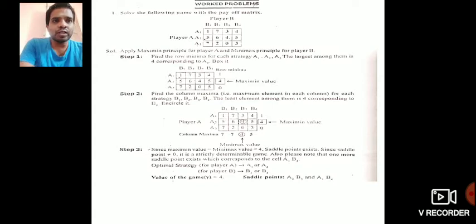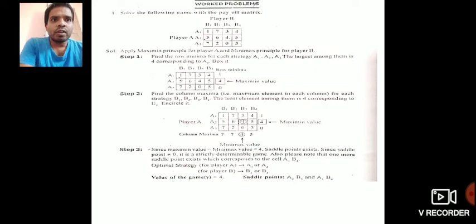Now comes the conclusion here. The maximin value is equal to the minimax value. The maximin value we got is 4, and the minimax value is also 4, so the minimax value equals the maximin value. That indicates that a saddle point exists. If they are not equal, then a saddle point does not exist, but here a saddle point exists because the maximin equals the minimax value.